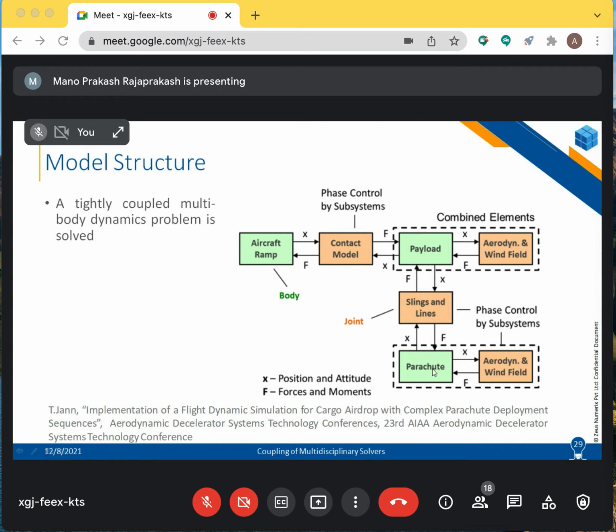Whereas in the case of a parachute, my aerodynamics should be able to model a varying area, because due to inflation, the parachute is going to have a certain profile. Its drag area is going to change over time. So when I say aerodynamics, it also embeds an inflation module inside it. And then we have the wind field, which is again common irrespective of what the payload or the parachute is.